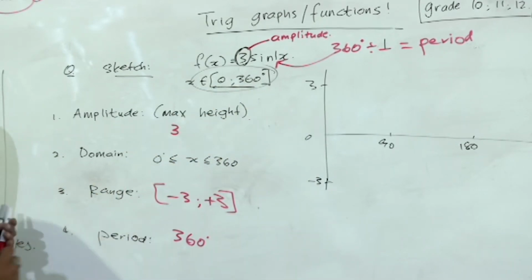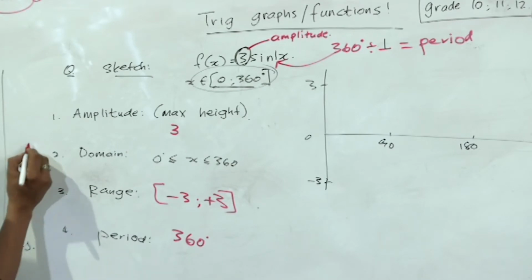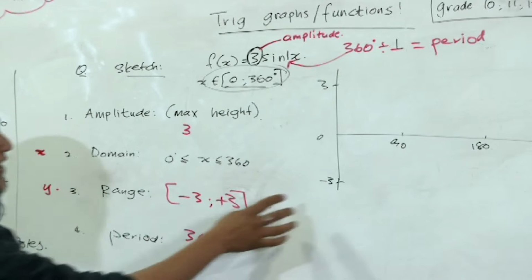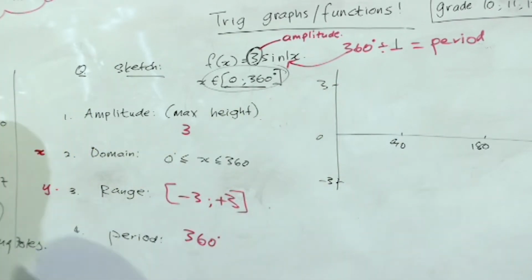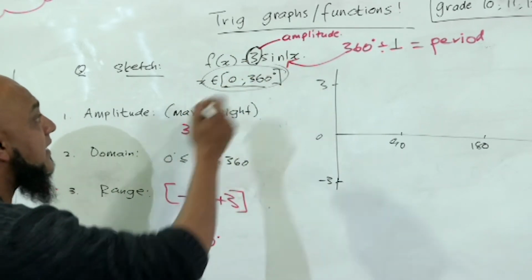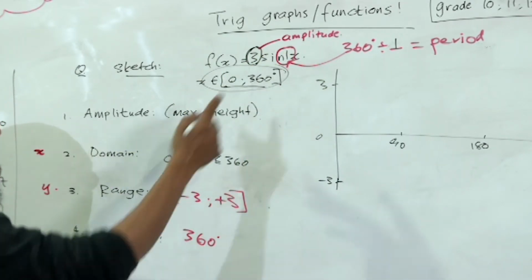The range. Remember, domain refers to x values. Range refers to y values. Your range, lowest to highest: minus 3 to plus 3. The period of the graph, we say 360. We use a formula. 360 divided by that number is equal to the period.